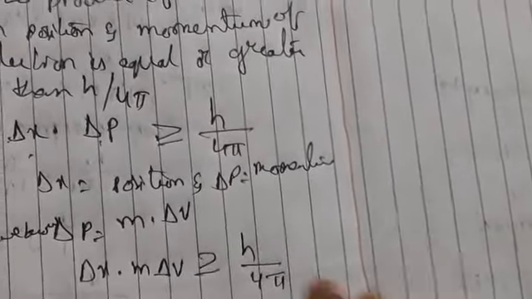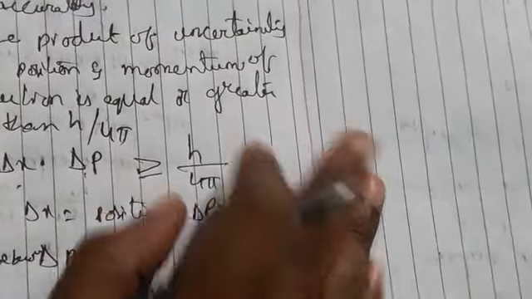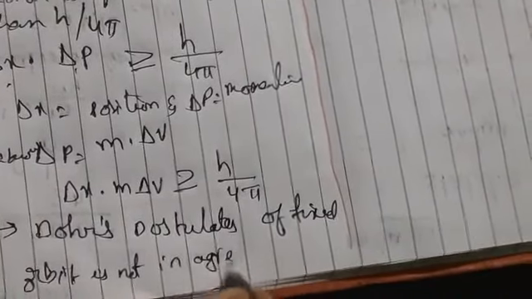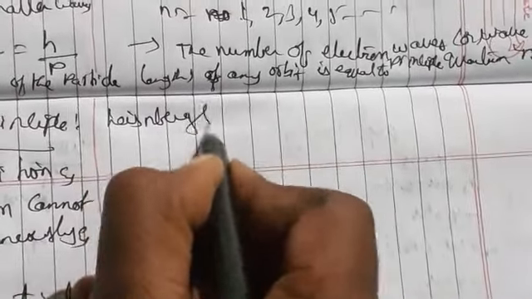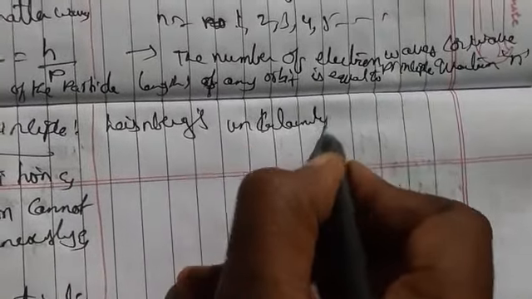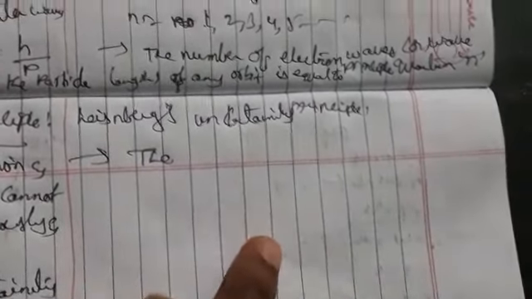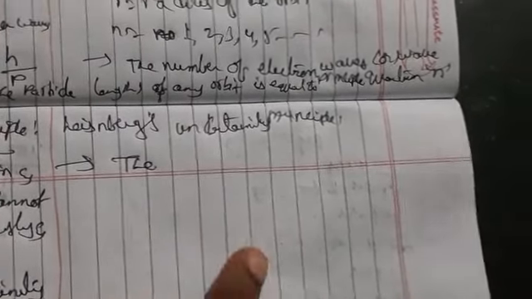So generally, Bohr's postulate of fixed orbits is not in agreement with the Heisenberg uncertainty principle, we can say. Why? Because here we speak of the position and momentum of the electron, but Bohr cannot speak like that. This uncertainty principle applies only to subatomic particles like the electron, but not to macroscopic bodies like a cricket ball, which de Broglie has explained.